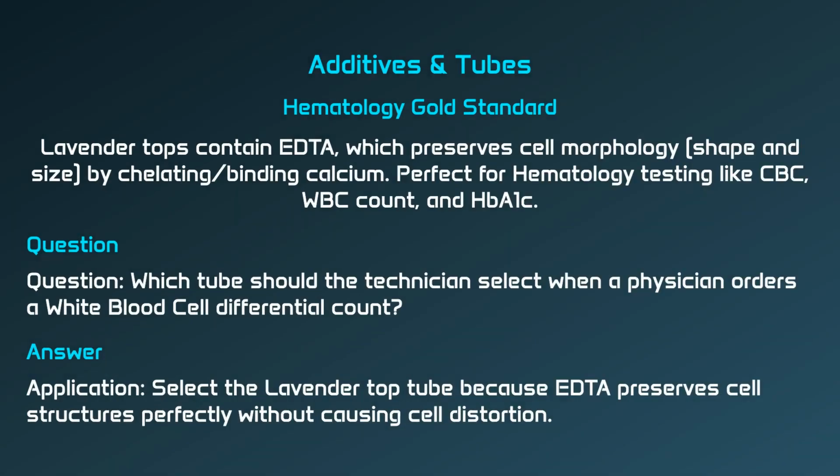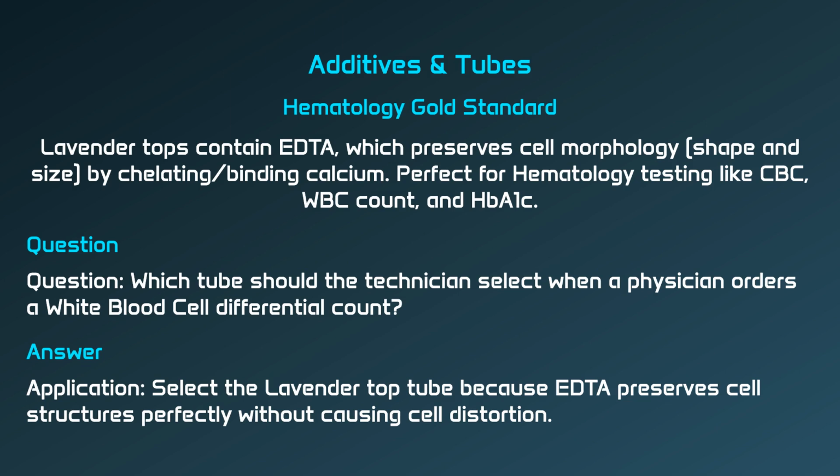Additives and tubes. Hematology gold standard. Lavender tops contain EDTA, which preserves cell morphology, shape, and size by chelating, binding calcium. Perfect for hematology testing like CBC, WBC count, and HbA1c.